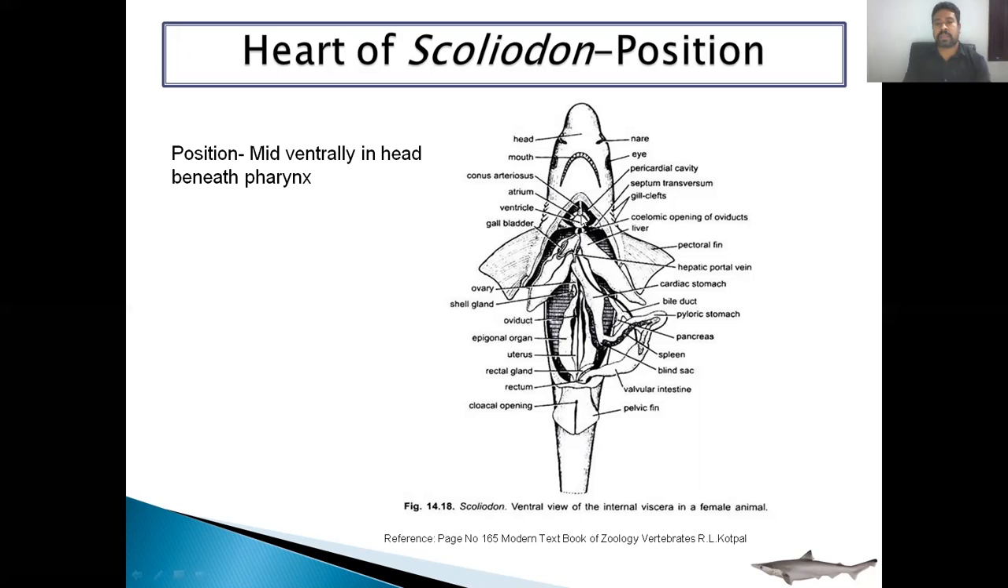The position is in the mid-ventral side of the body. That is a characteristic feature of chordates: chordates have a ventral heart and non-chordates have a dorsal heart. As Scoliodon is a chordate, the heart is situated on the ventral side, in the mid-ventral position, beneath the pharynx region in the head, and it is supported by the coracoid cartilage.